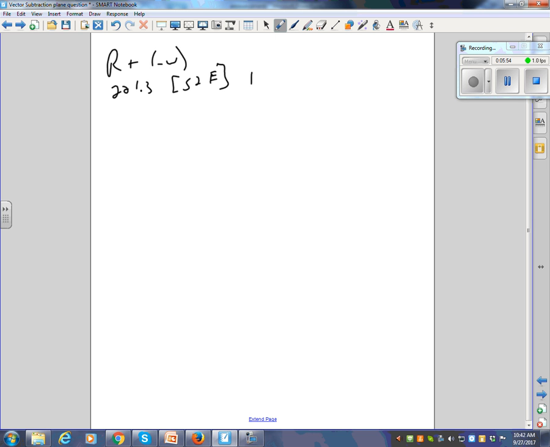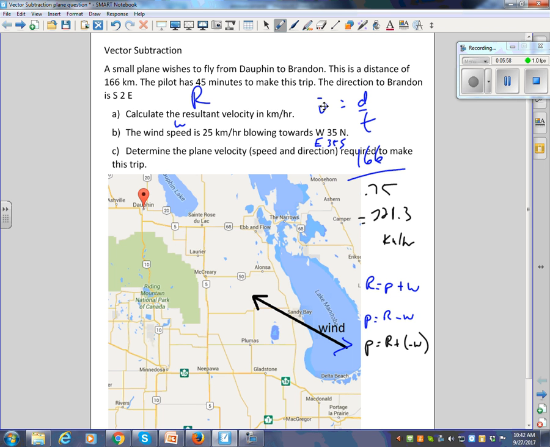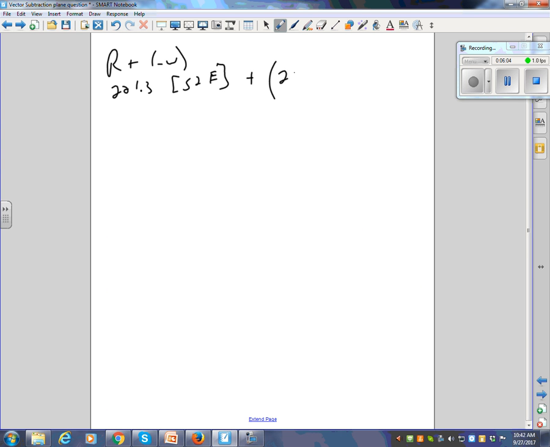And we're going to add the negative, which is, oops, the wind speed is 25 at east, 35 south. 25 at east, 35 south, right? That's the negative. So now it's just vector addition. Forget the map, forget flipping, just do vector addition.